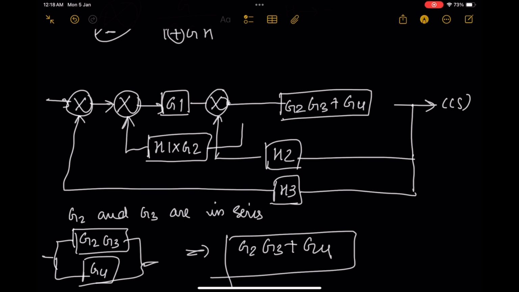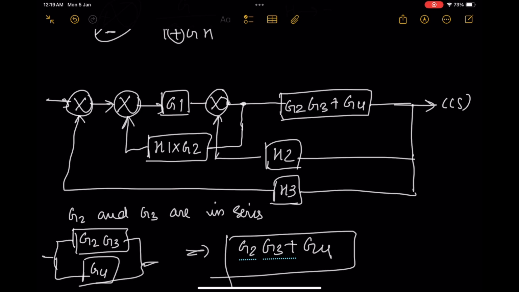So that's it, we are done with our first step. We found that there were two series blocks and we solved it. Then we found that that particular block is in parallel with another block and we solved it as well. And we got a single block.